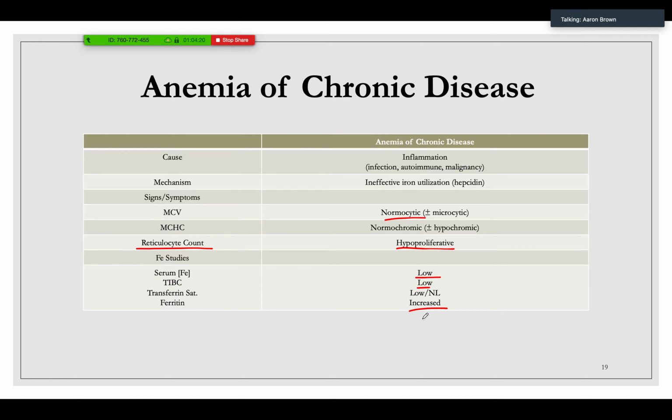Okay, and so for anemia of chronic disease, remember everything is low except for the storage form, which makes sense when you think about the pathology and how it works. Okay, questions? Okay, great.